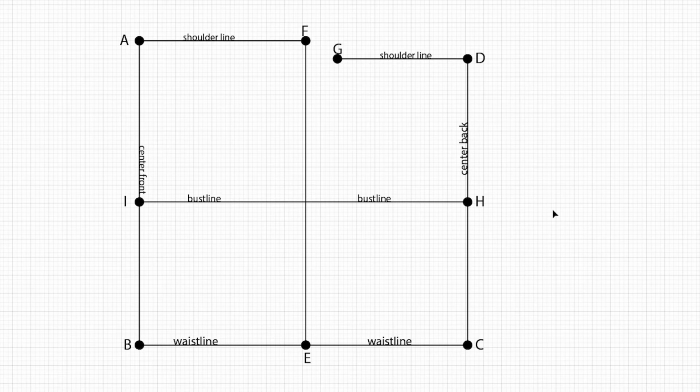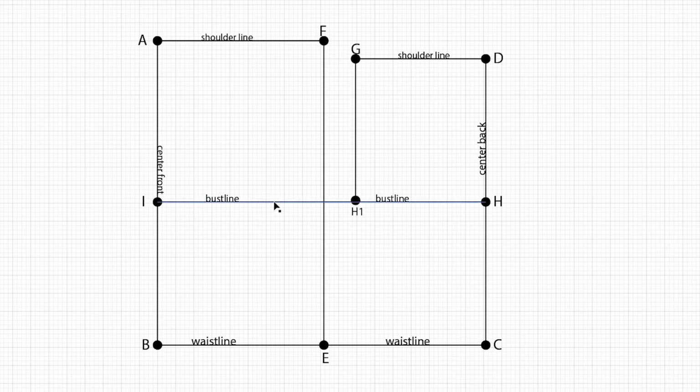Since we've labeled that the bust line, for the next point, go to point G and draw a line from point G all the way down to the bust line. Mark that point H1.